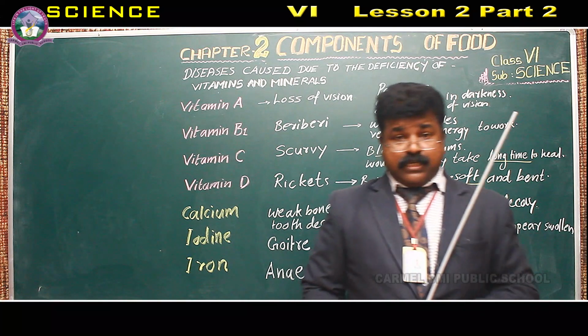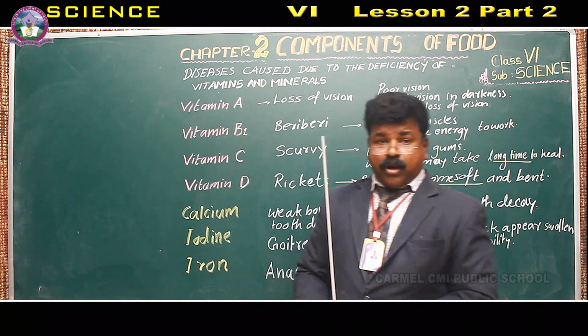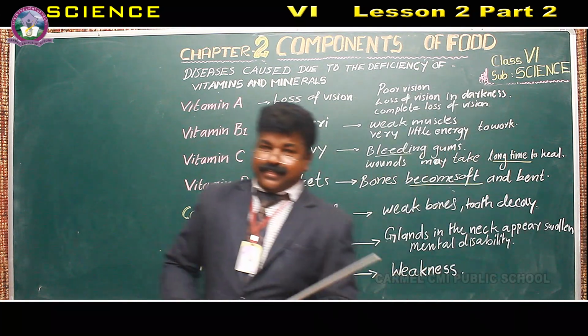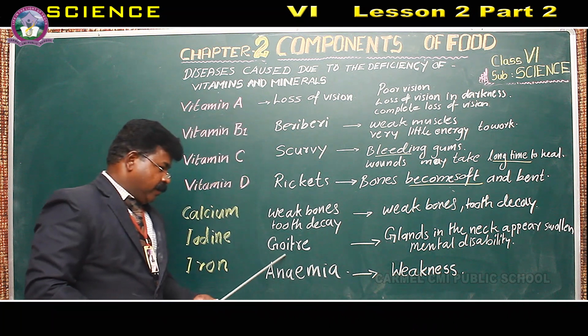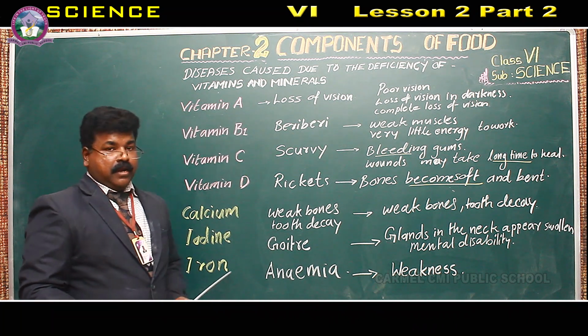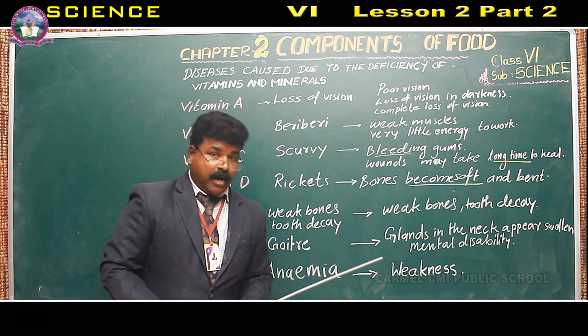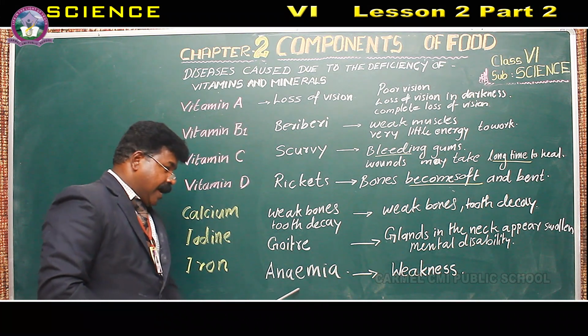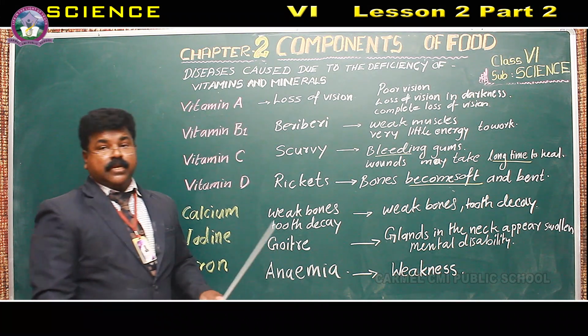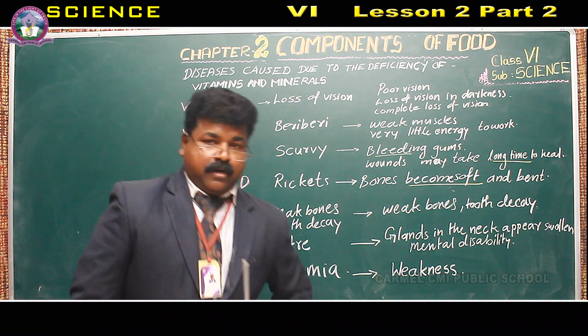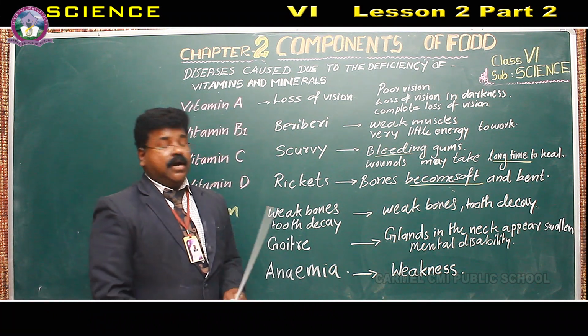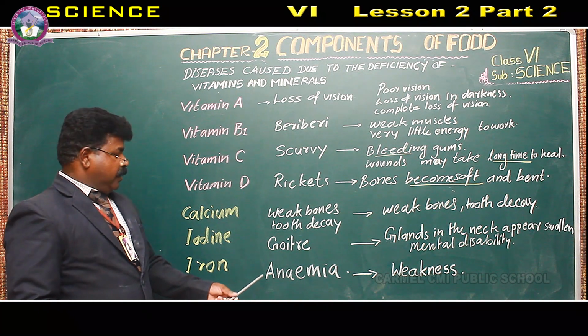Okay, let us see the next one, that is iron. Iron is available in more amount in amla. Already I have told you. And in the absence of iron, we get a disease that is called anemia. What is the spelling of anemia?